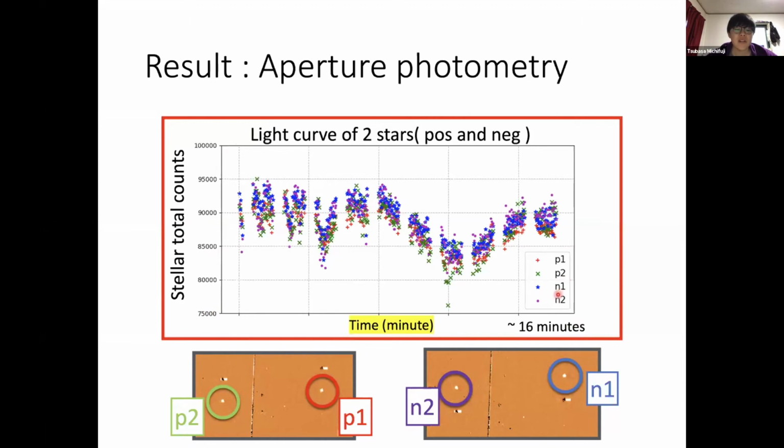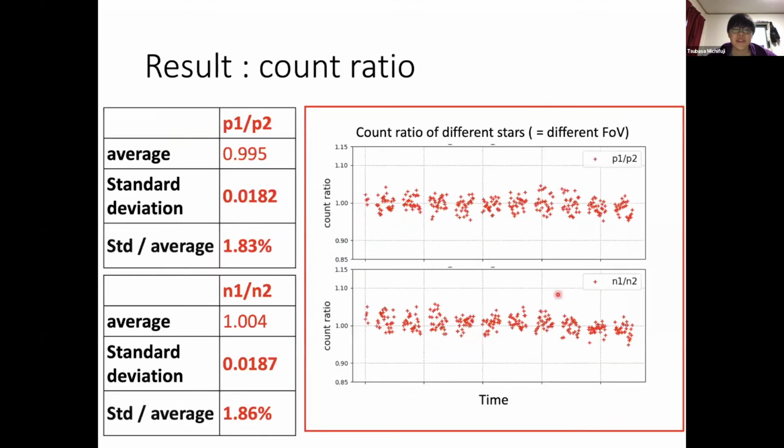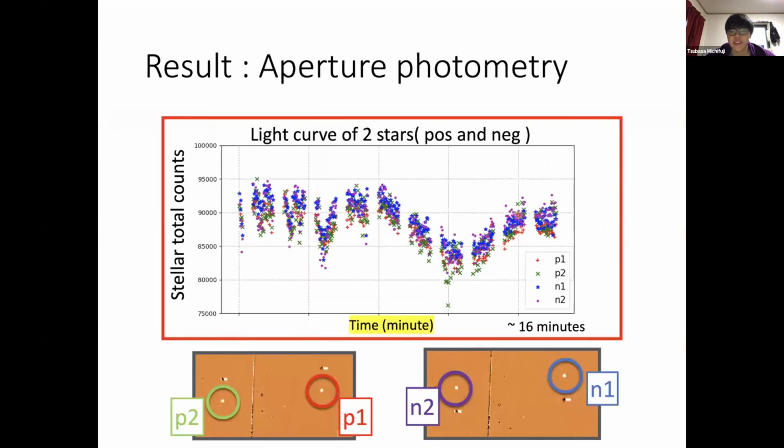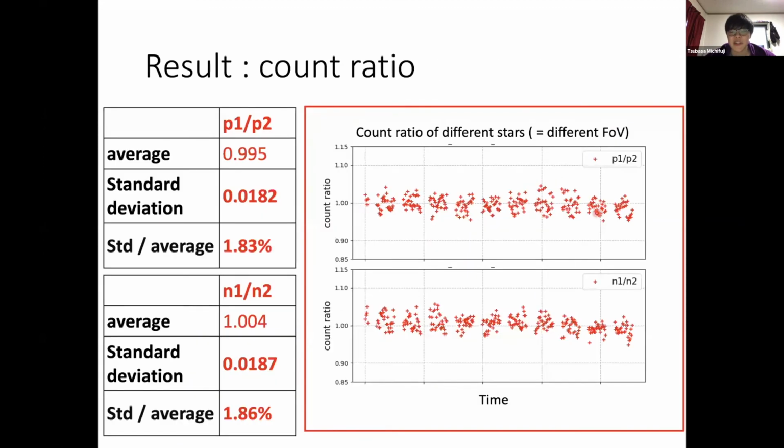So finally we calculate the count ratio of different stars taken at the same time, which means the ratio of P1 over P2 or N1 over N2. So this is the count ratio versus time, and we can see we could remove this time fluctuation and get a very constant value.